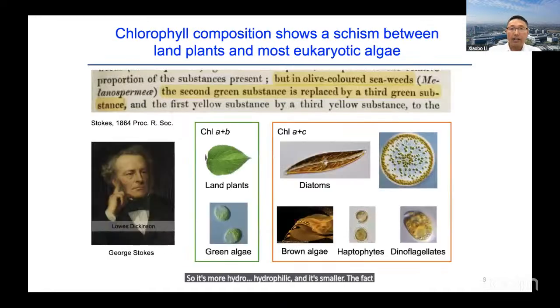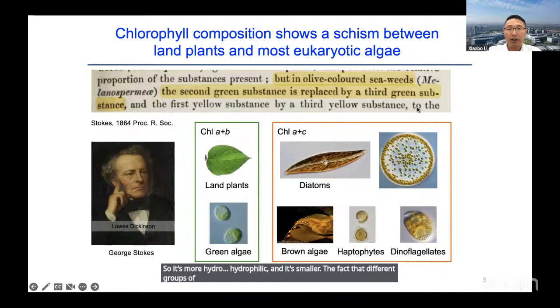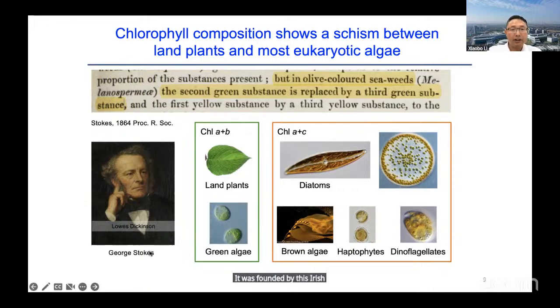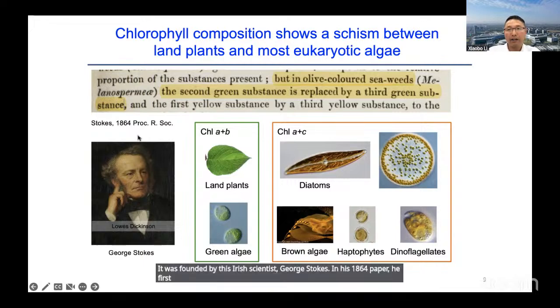The fact that different groups of photosynthetic organisms have different chlorophylls was actually known a long time ago. It was found by this Irish scientist, George Stokes. In his 1864 paper, he first pointed out that plants have 2 kinds of green substances. Previously, people thought it was just one. And then he found that in olive-colored seaweeds, the second green substance is replaced by a third green substance. Using today's terminology, the plants and green algae use chlorophyll A plus B for photosynthesis.